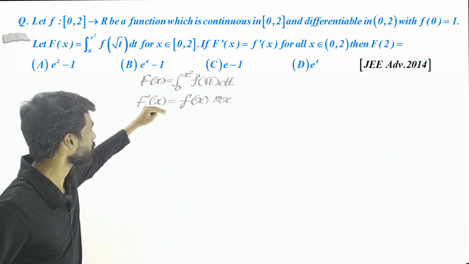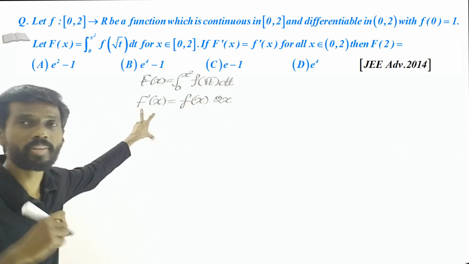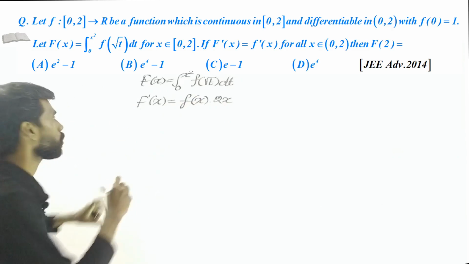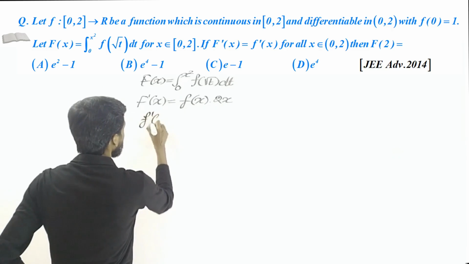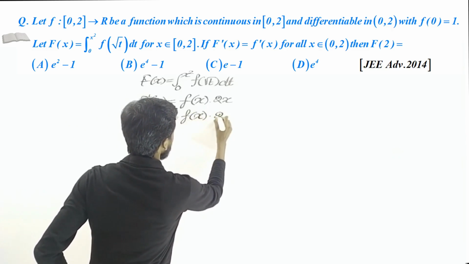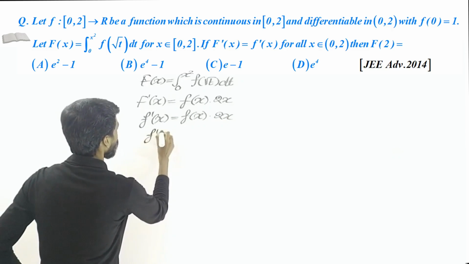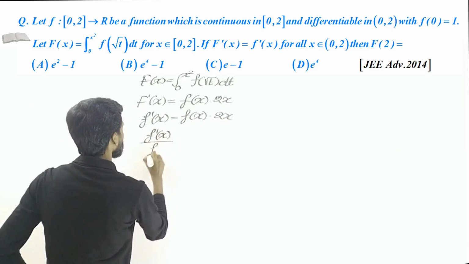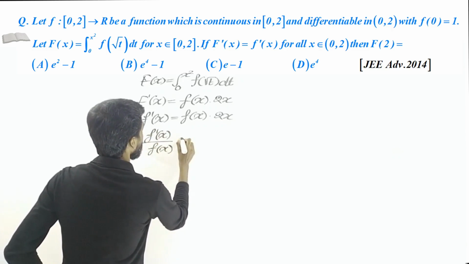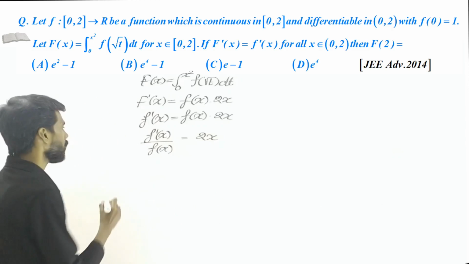So capital F dash of x equals f of x multiplied by 2x. But it is also given that capital F dash of x is the same as small f dash of x, so this is f dash x that equals f x multiplied by 2x. That's all, right. So let's simplify this and bring it down here: f dash of x divided by f of x is equal to 2x. Let us do the integration.